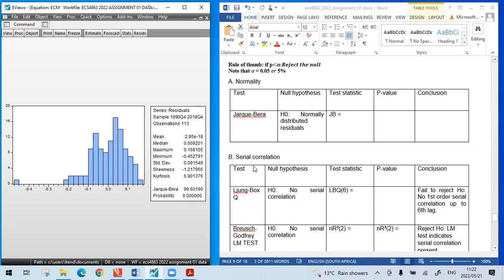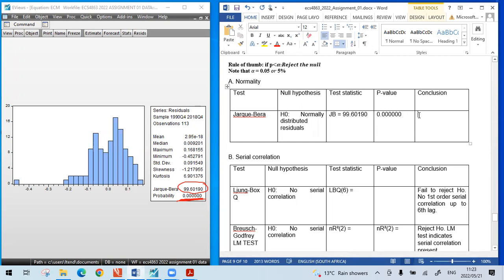Then here, what is the JB statistic? I can see the JB is here. Let me quickly encircle it. This is the JB statistic. This is the probability or the p-value. So the JB statistic is 99.60190. Then the p-value is 0.0000. So tell me the conclusion. Should I reject or not?